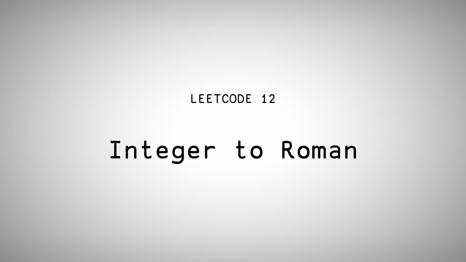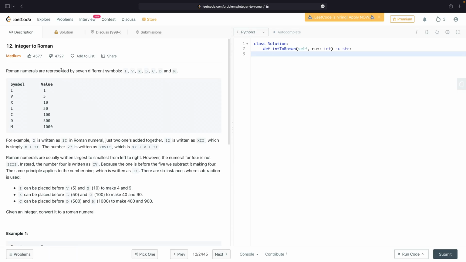Today we are doing the integer to Roman problem. Not the Roman to integer problem, this time we're taking numbers and turning them into Roman numerals. So, Roman numerals are represented by 7 different symbols. I, V, X, L, C, D, M. 1, 5, 10, 50, 100, 500, 1000.